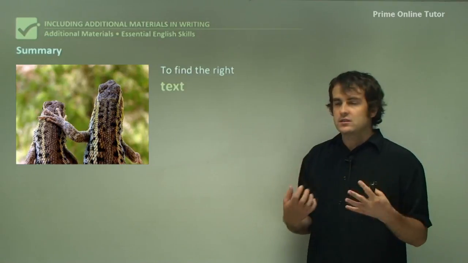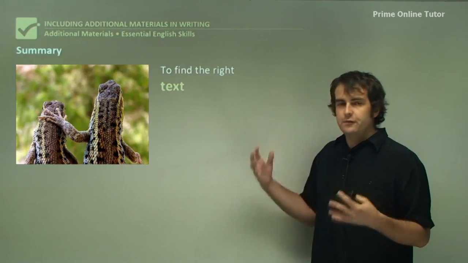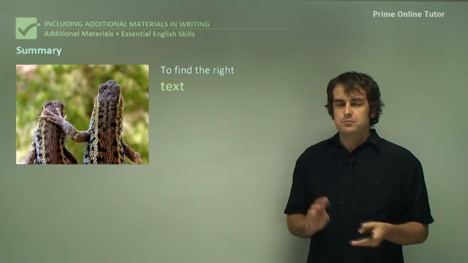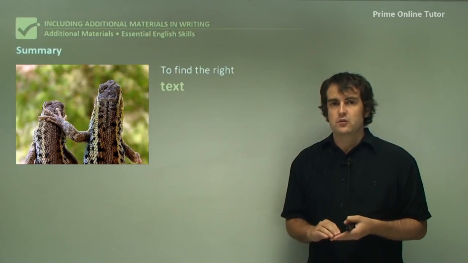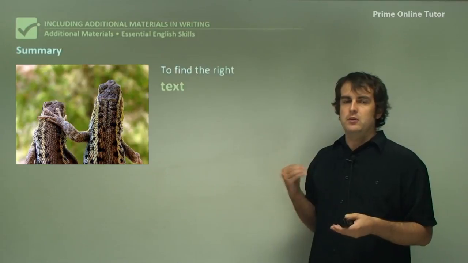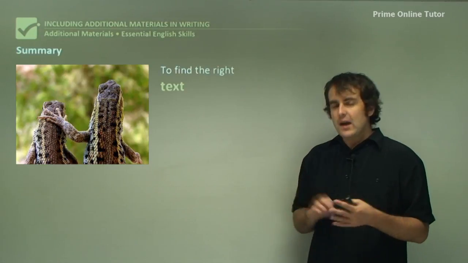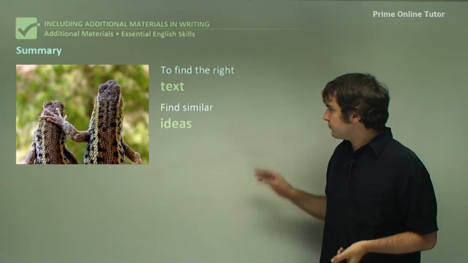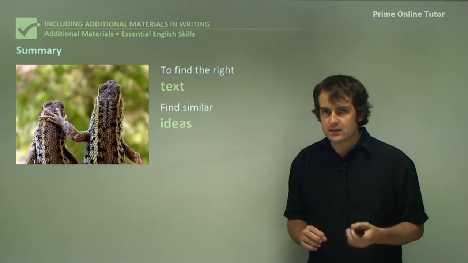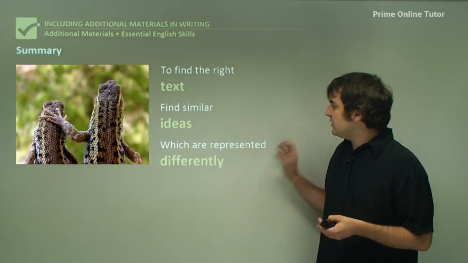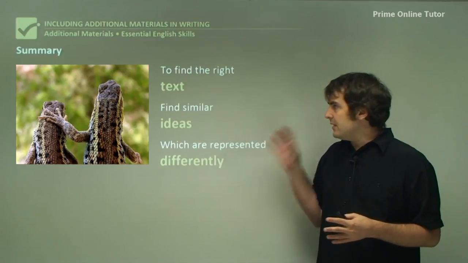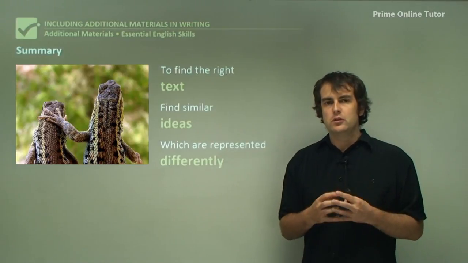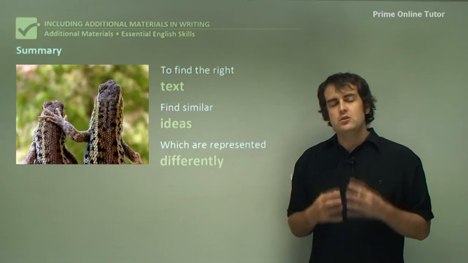Okay, so in summary, you need to find the right text. That's the priority, and particularly the purpose for what you're using additional materials for is to find the right text that's going to complement everything you're doing. It's a waste of time if you don't. You need to find something with similar ideas, and also you need to find one that is representing those ideas differently. And in conclusion, that's what you should be looking for.